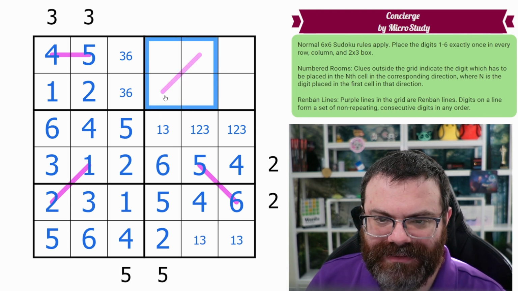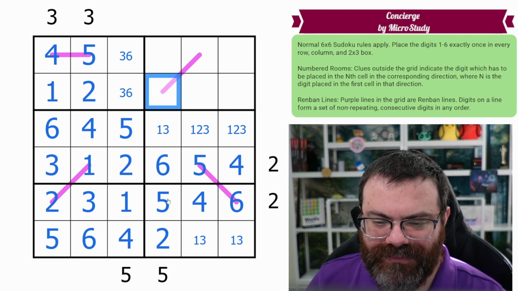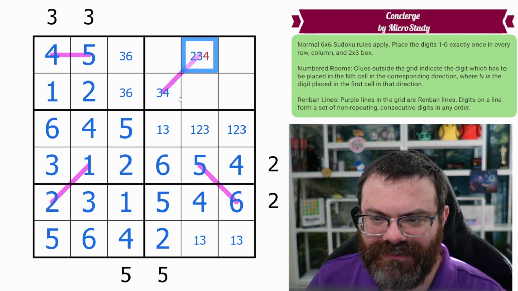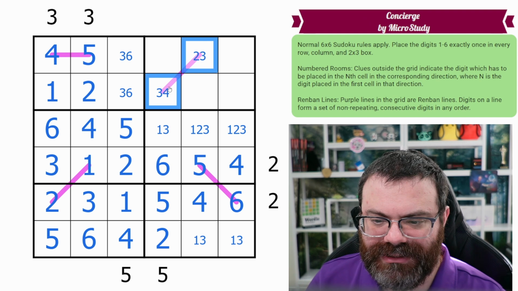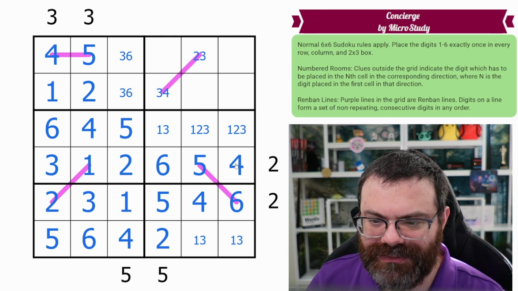All right, I think we should think about this Renban here. So this is not 1, 2, or 5, 6. So it's only from 3, 4. So this, just by the Renban, has to be from 2, 3, 4, 5, but it's not 4 or 5 because of the row. So it's either 2, 3, or 3, 4. There's always a 3 on here. I don't know if that's enough. There's probably just more Sudoku to do.